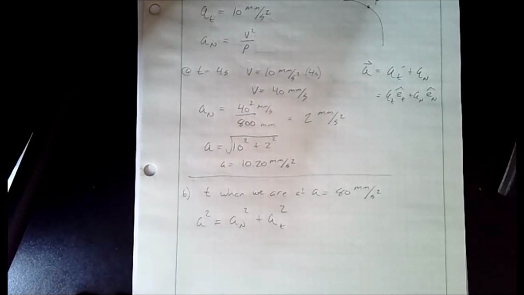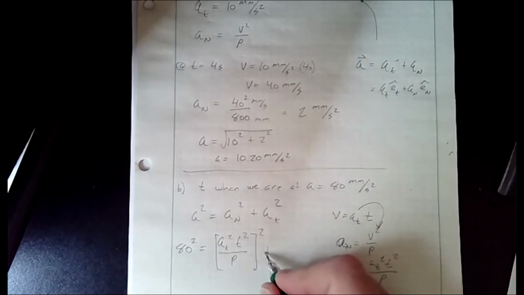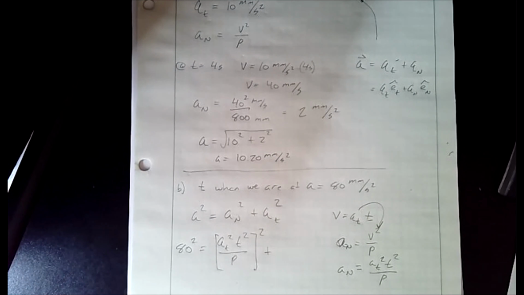So if we do that, we go back over here and we say a squared. Well, we know the total a squared was given to us as 80, right? We want to know when that's 80. So we say 80 squared, and that's going to equal this relationship: a tangential squared times time squared over rho, all of that squared, plus our a tangential. Now our a tangential doesn't change, so we can just assume that's 10, and that's going to be 10 squared.